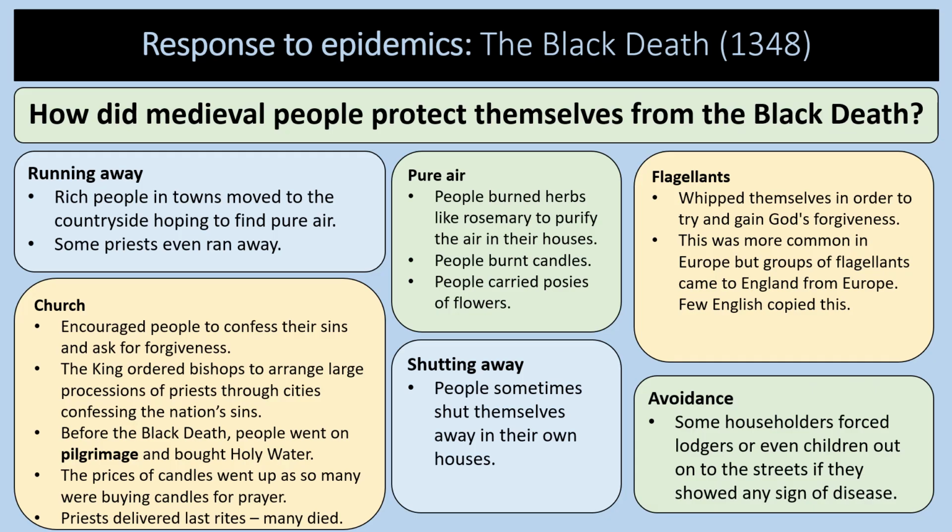So how did medieval people protect themselves from the Black Death? Well, some people ran away. This was particularly rich people in towns, who moved to the countryside hoping to find pure air. Some priests even ran away. In terms of pure air, people burned herbs like rosemary to purify the air in their houses. People burnt candles, and people carried posies of flowers. Posies, like a pocket of flowers or a bunch of flowers.